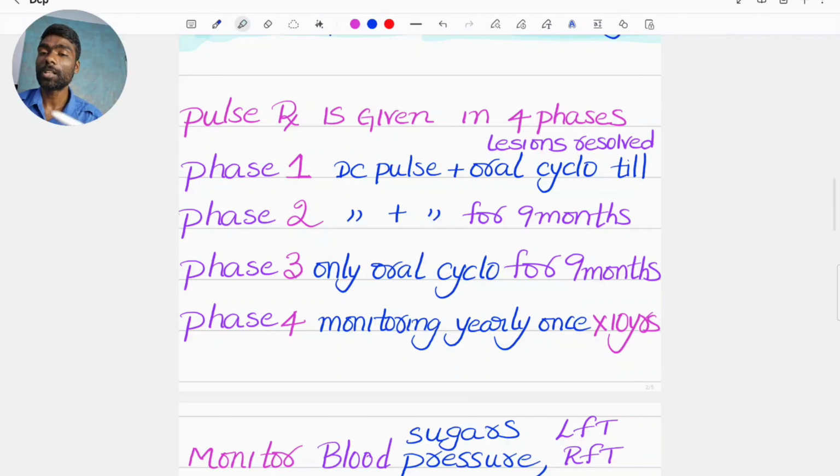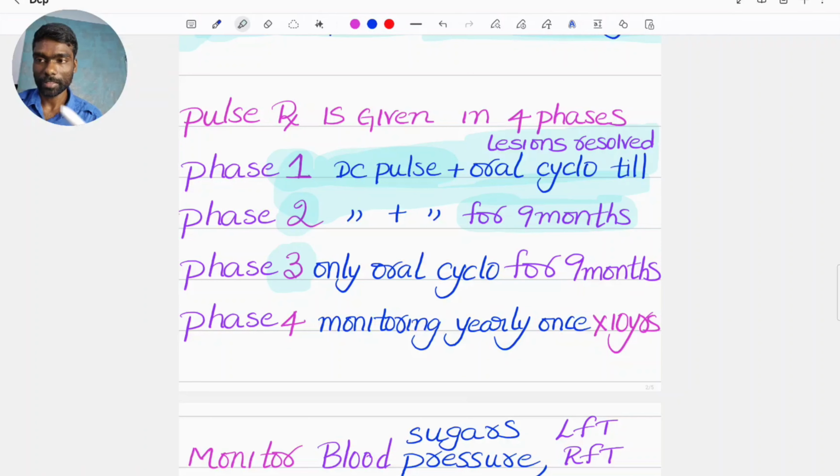How many pulses, how many days do we have to give? We have to give in 4 phases. In phase 1, we will give until the lesions resolve, but for a maximum period of 12 months. We will see for 12 months whether lesions are resolving or not. If lesions resolve, we will go for phase 2. It will continue for a period of 9 months. In both phase 1 and phase 2, we will give both dexamethasone cyclophosphamide pulse and oral cyclophosphamide in between the pulses.